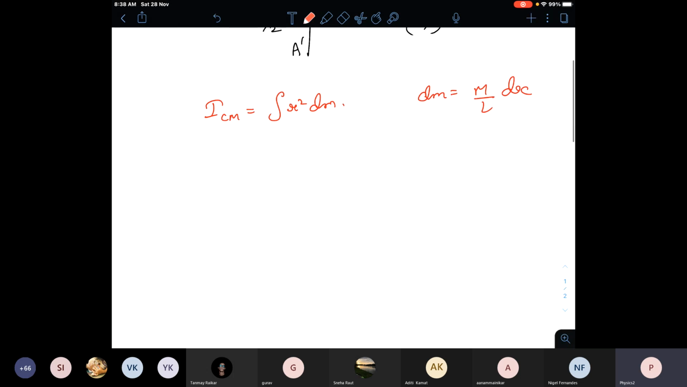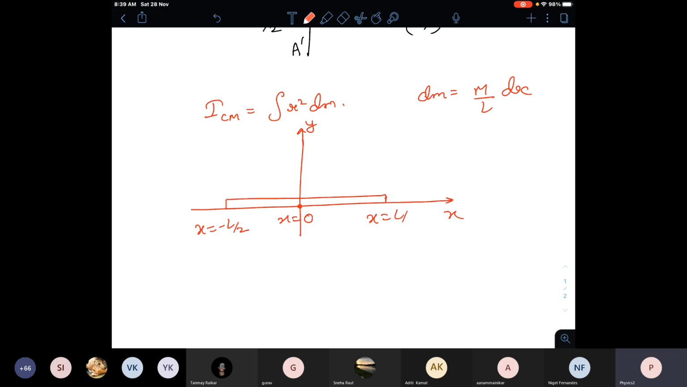But what is the difference over here is, when I draw the x and y axis, earlier my rod was starting from the origin. Here my rod is starting from a distance l by 2 behind. That means it is starting from x equal to minus l by 2, x equal to 0 I have my axis, and x equal to l by 2 is the right end. So my rod has been shifted behind.